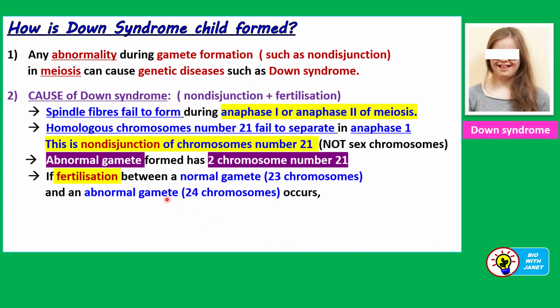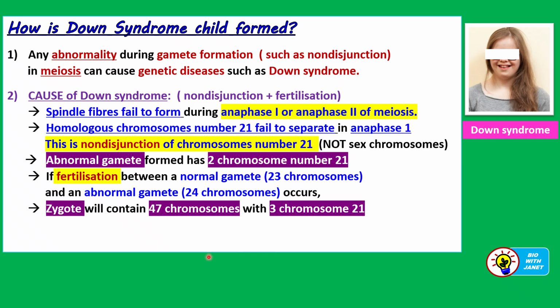So if the normal sperm fuses with an abnormal ovum, a normal gamete fuses with an abnormal gamete that has 24 chromosomes, or 2 chromosome number 21, then the resulting zygote will contain 47 chromosomes, 23 plus 24. The normal gamete will provide 1 chromosome 21, and the abnormal gamete provides 2 chromosomes 21. So the total will be 3 chromosome number 21, and this is how the Down syndrome child is formed.